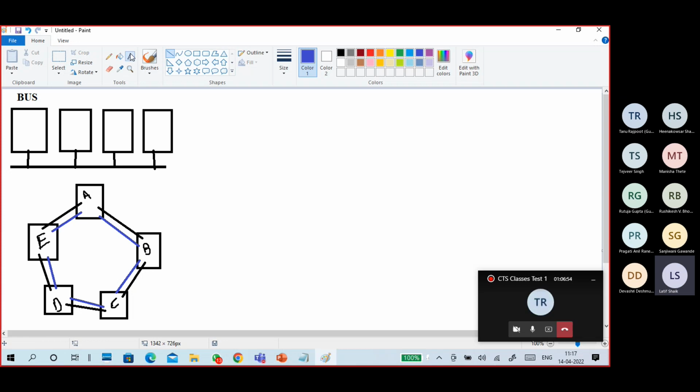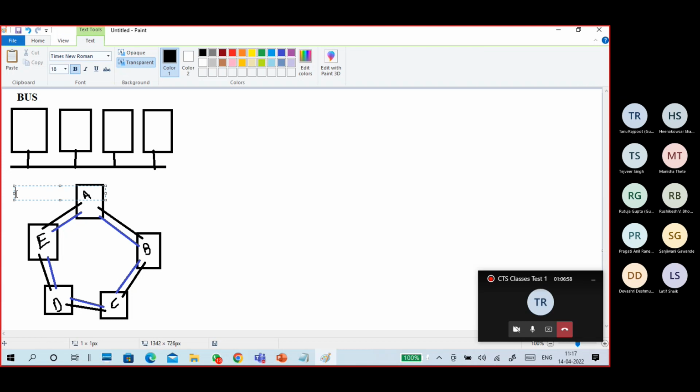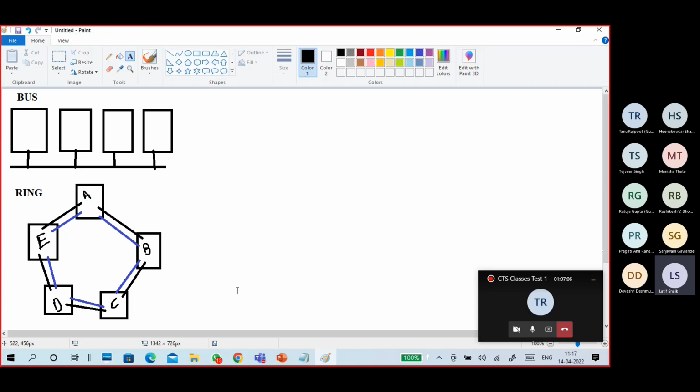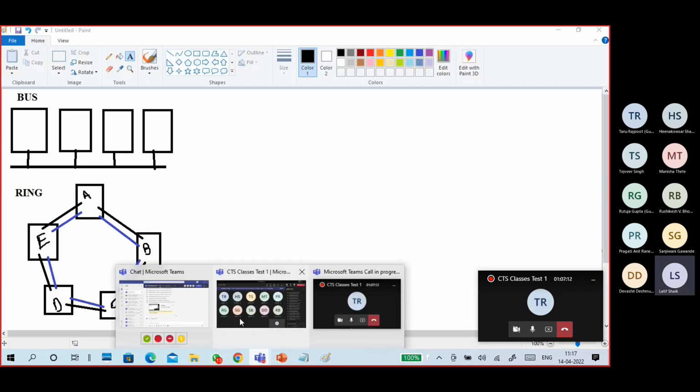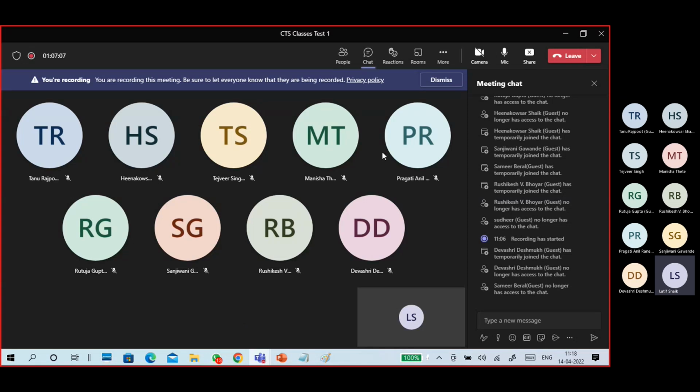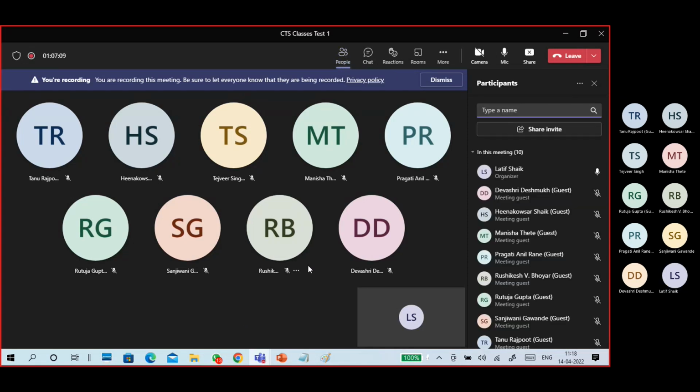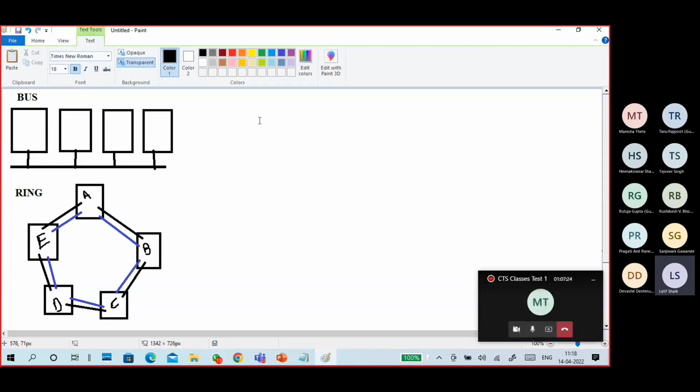Okay. So what is this topology, guys? Anyone? Why are people not talking at all today? Guys, are you able to hear? Yes, sir. Okay.